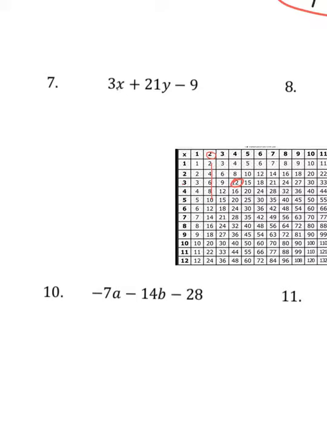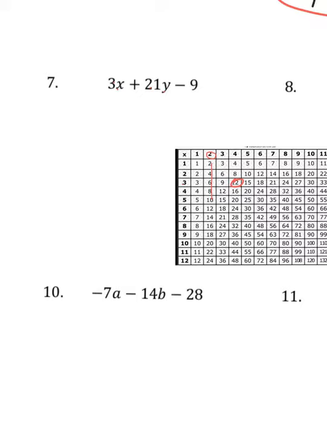So, okay, number 7, here we go. I see x, y, those are in the right order. I see 3, 21, and 9. I know they can all be divided by 3. And I could look at my chart if I had to. 3, 21, 9. All right, so I'm going to factor out the 3.